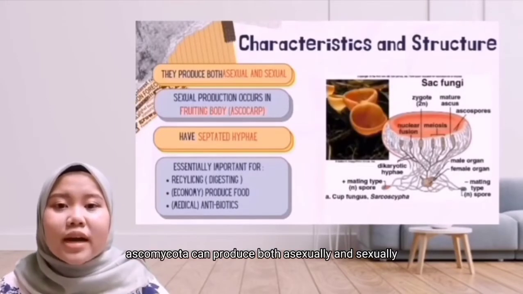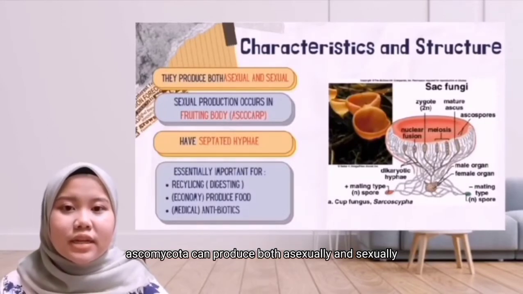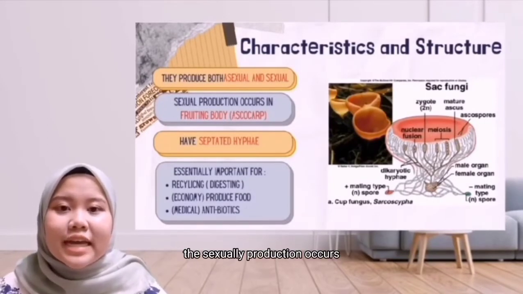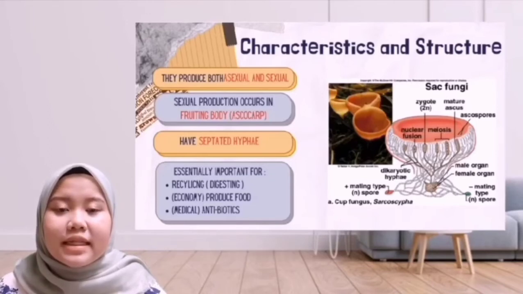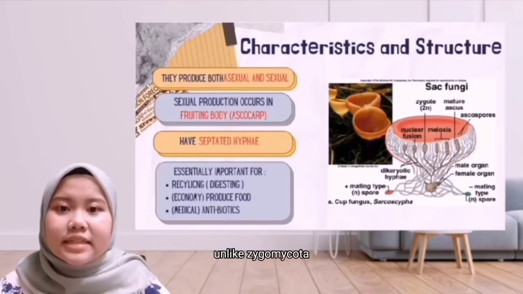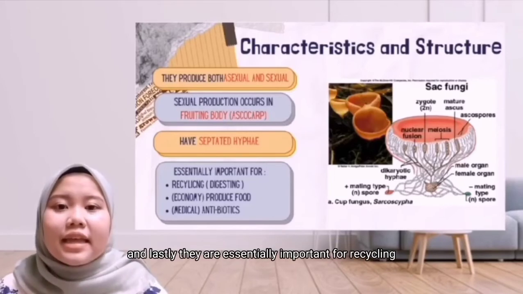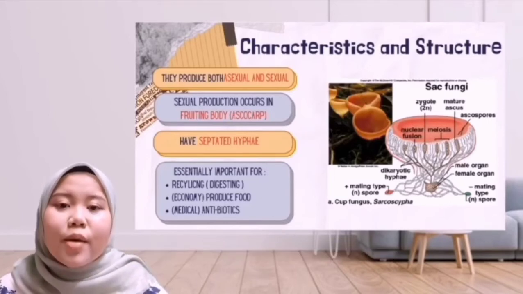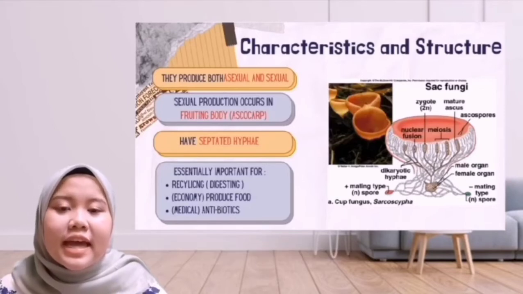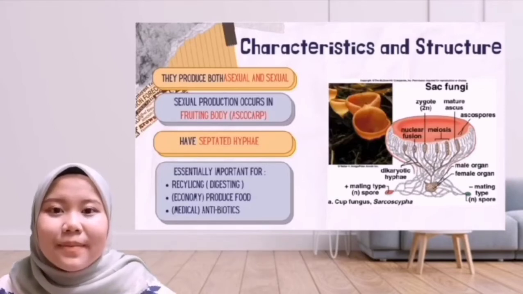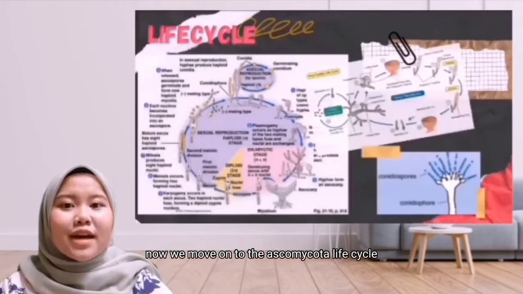Firstly, Ascomycota can reproduce both asexually and sexually. The sexual reproduction occurs in the fruiting body, or ascocarps, like the picture here. Unlike Zygomycota, Ascomycota have septated hyphae. And lastly, they are essentially important for recycling, production of food such as bread and cheese, and production of antibiotics. Now, we move on to the Ascomycota life cycle.